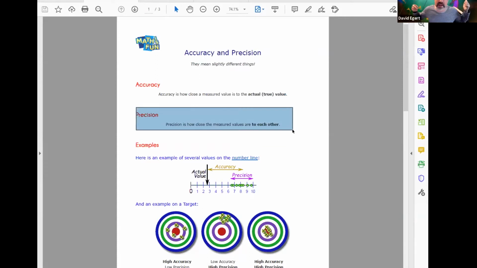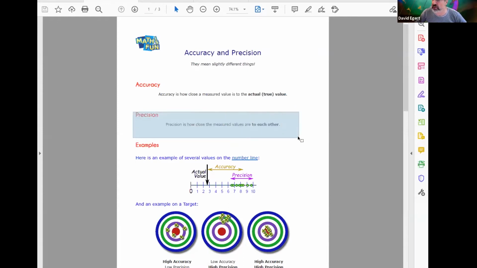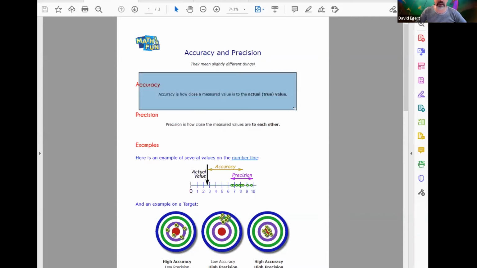So I could have a scale that is kind of broken and it always weighs 10 pounds more than it actually weighs. Every time I step on it, it's 160 pounds, three times in a row. So I could say there's very high precision. I keep getting the same value when I weigh myself, but it's not very accurate. It's actually 10 pounds off from what I really weigh.